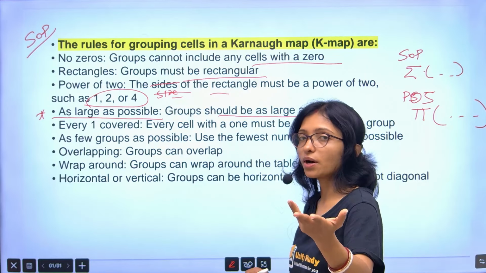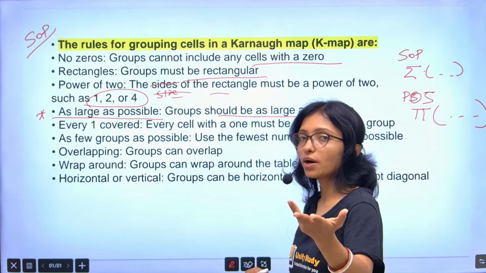Overlapping is also very important. Overlapping is allowed. I will show you the example. Overlapping means some 1 you have taken here, and now you are going to take this one. This overlapping is also allowed. I can do that type of overlapping to make a grouping.